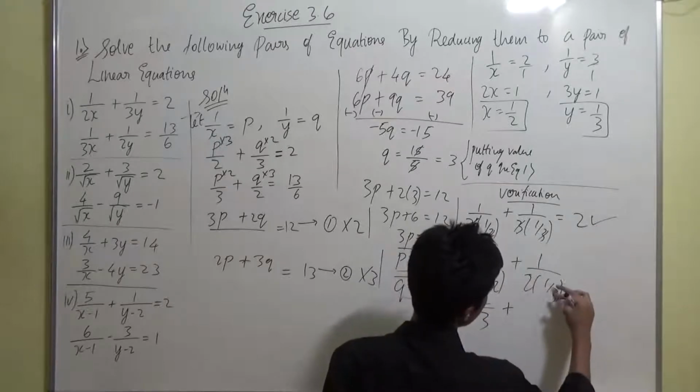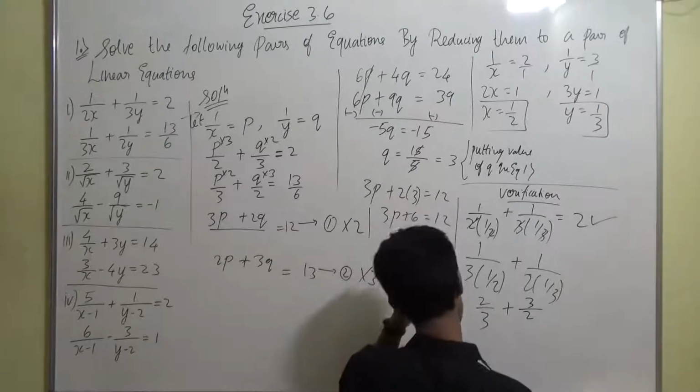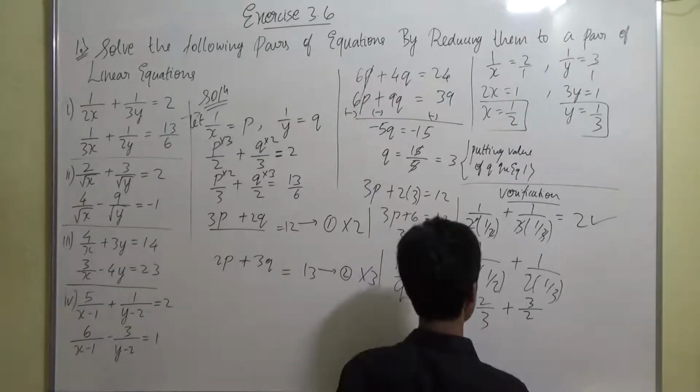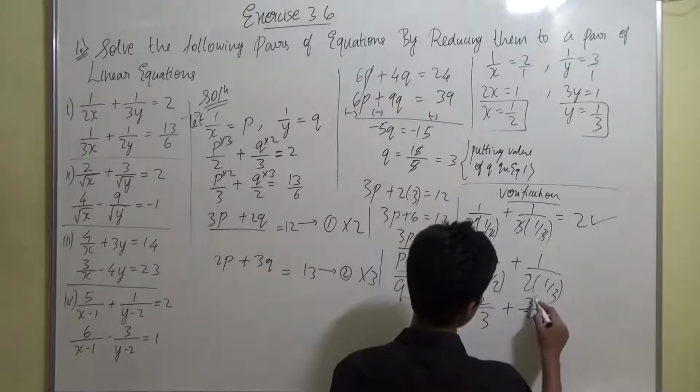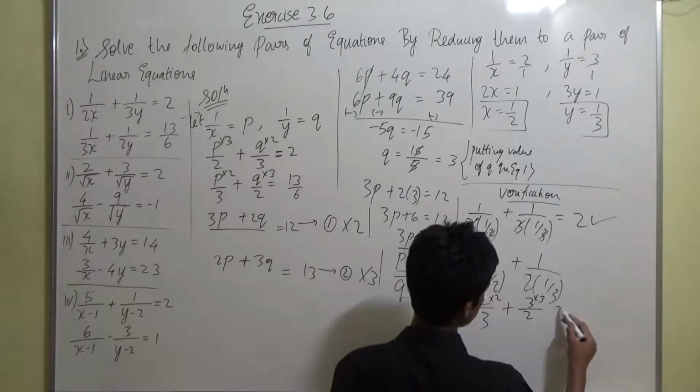Plus here again 1 by 3 will go up and get inverted. That's the law of algebra, guys, right? Now we have to do the addition. So we'll take the LCM. So into 3 and this one is into 2. This becomes 4 plus 9, nothing but equal to 13.